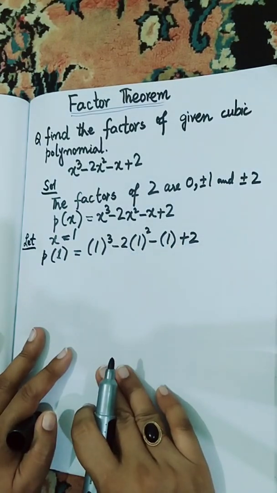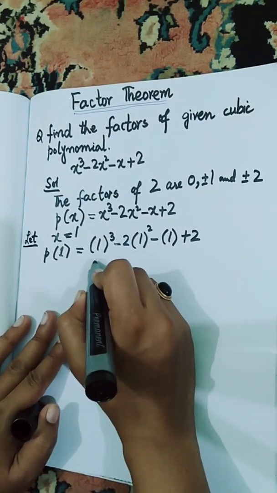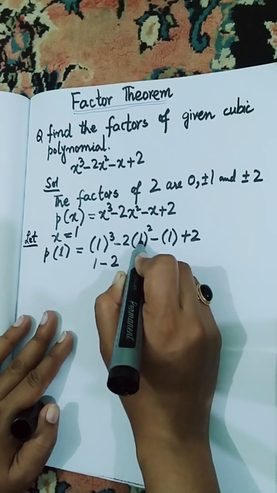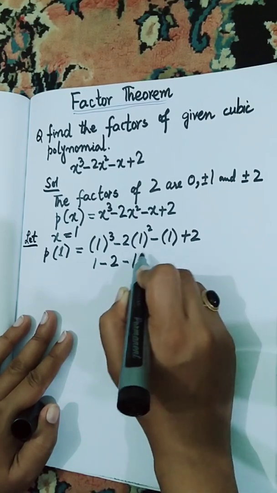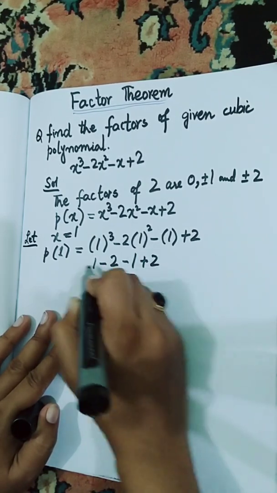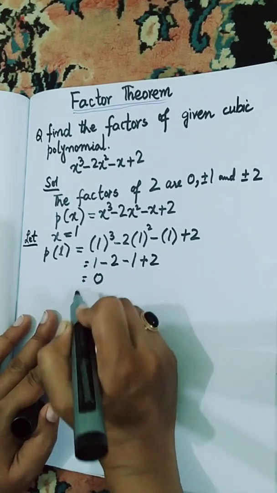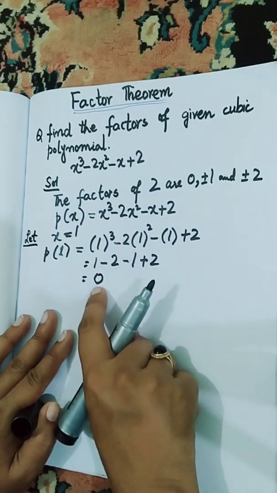What will be the next step? The next step will be the simplification. 1 cube is 1, minus 2 into 1 square, 1 multiplied by 2 will be minus 2, minus 1 plus 2. If I simplify it, the answer will be 0. Plus 1 minus 1 is 0, minus 2 plus 2 is 0.